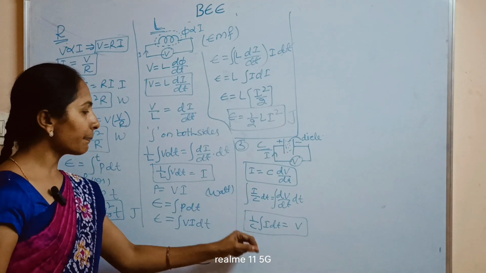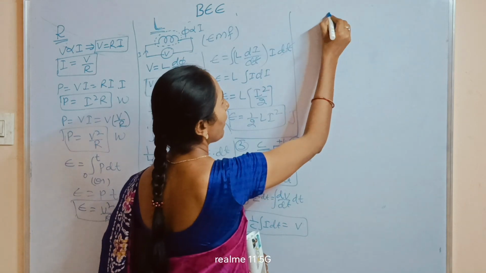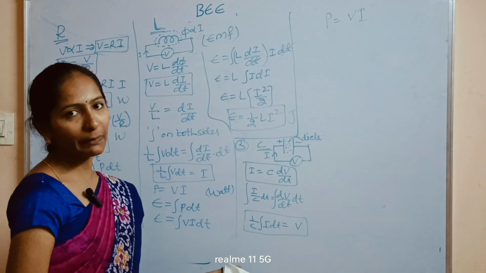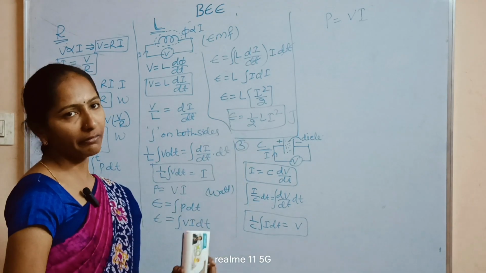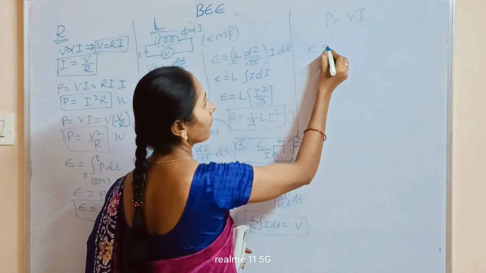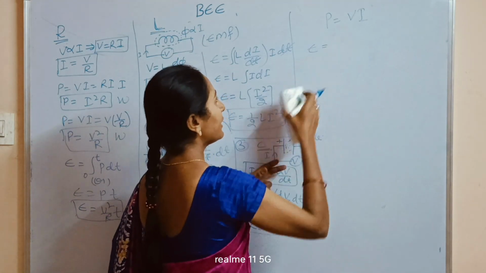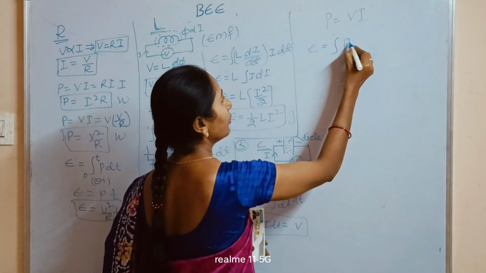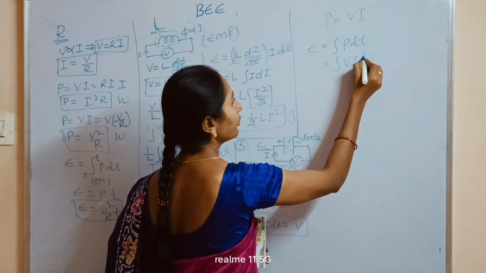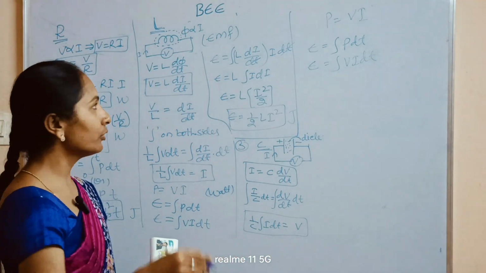So the current expression is completed, the voltage expression is completed. Now coming to power. Power P equals V into I, the multiplication of voltage and current gives the power. Now coming to energy, how much energy it is storing: that is the integration of P into dt. Integration of P is nothing but VI into dt. So E equals integration VI dt.